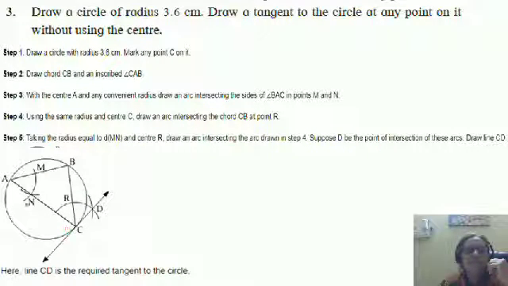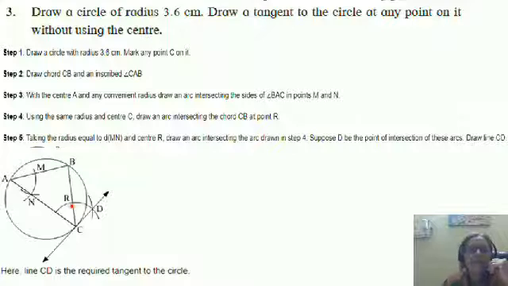with A as a center and any convenient radius, draw an arc intersecting the sides of angle BAC in points M and N. Using the same radius and center C, draw an arc intersecting the chord CB at point R.